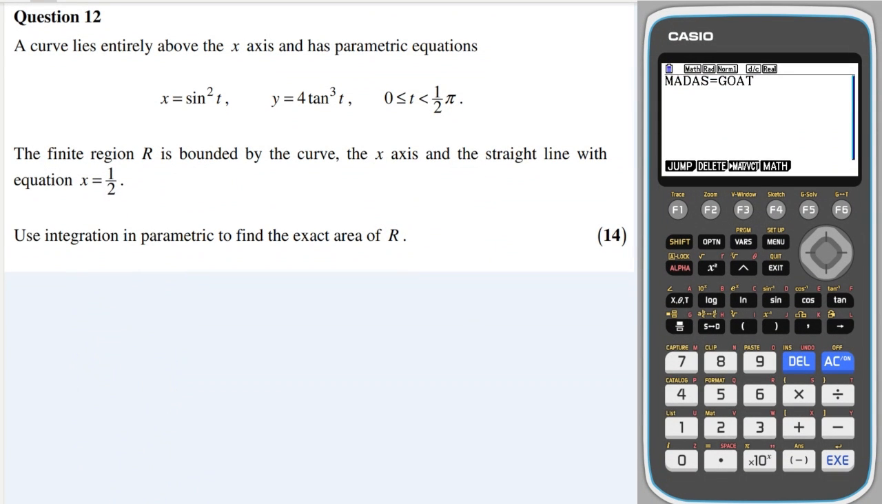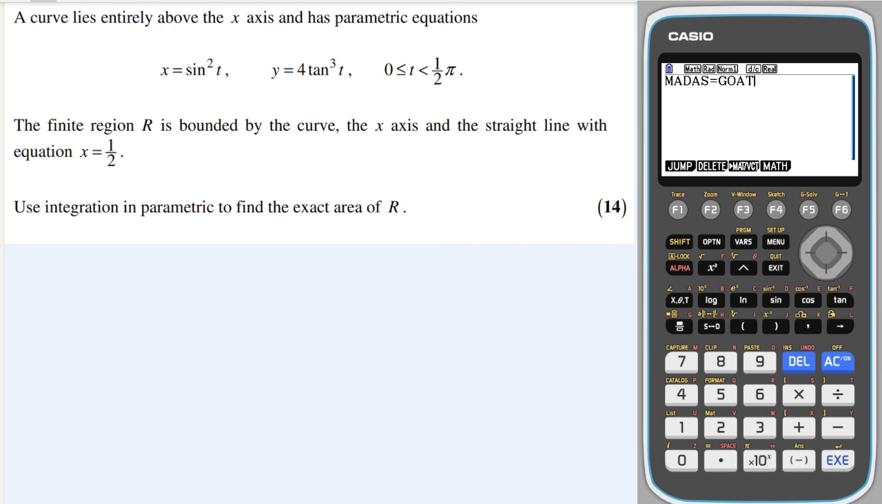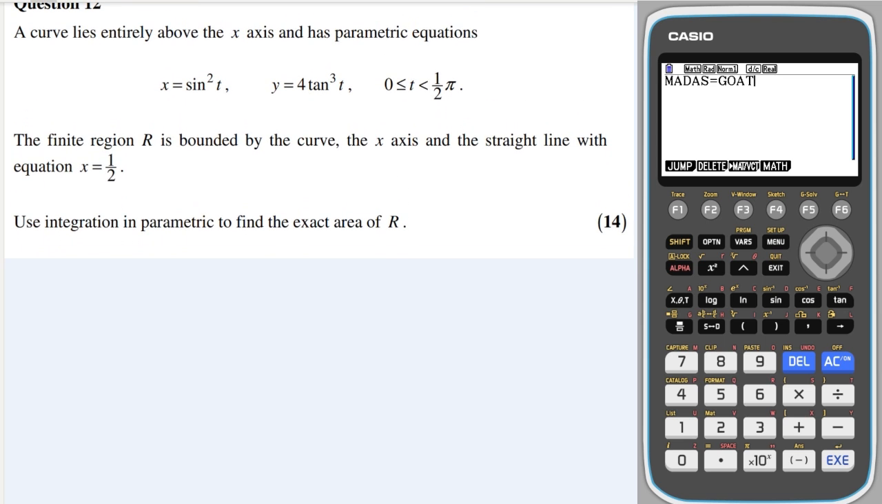Okay, we've got a parametric integration question which looks substantial. It says the curve lies entirely above the x-axis and has these parametric equations. The finite region is bounded by the curve, the x-axis, and the straight line with equation x is equal to 1/2. Okay, so let's just quickly sketch it.